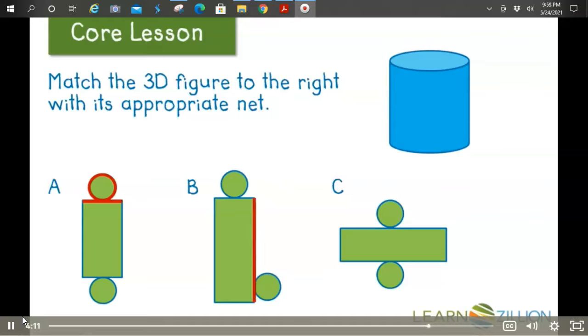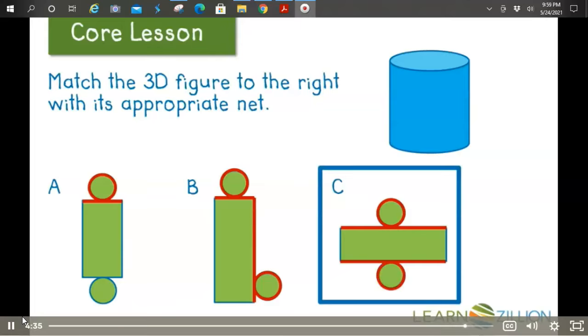That height on that rectangle seems like it might wrap all the way around that circle, the circular base, but that length seems like it's not long enough to make its way around the circumference of the circle. In option C, we have a nice long length right there, which will certainly wrap around our circular base. And the other length is equally long. So it seems that option C is going to be the most appropriate, correct net to match up with the cylinder that we see in the right-hand corner.